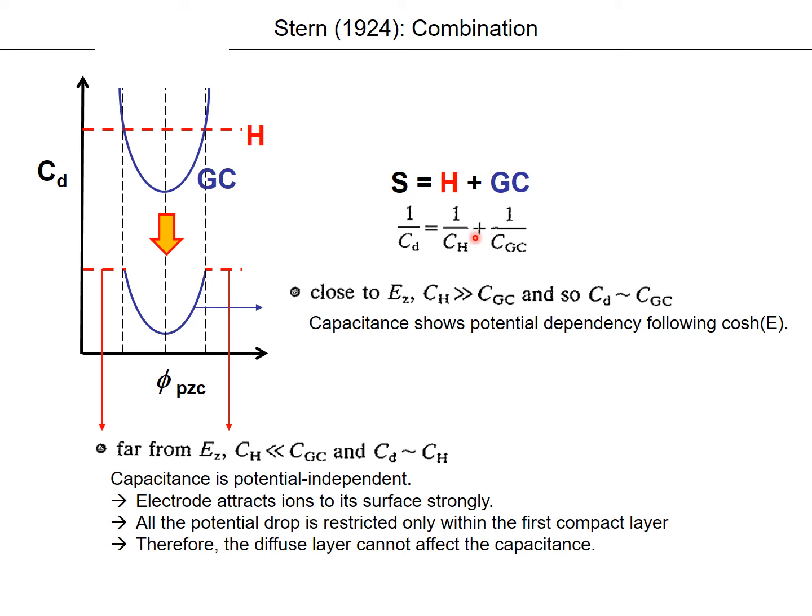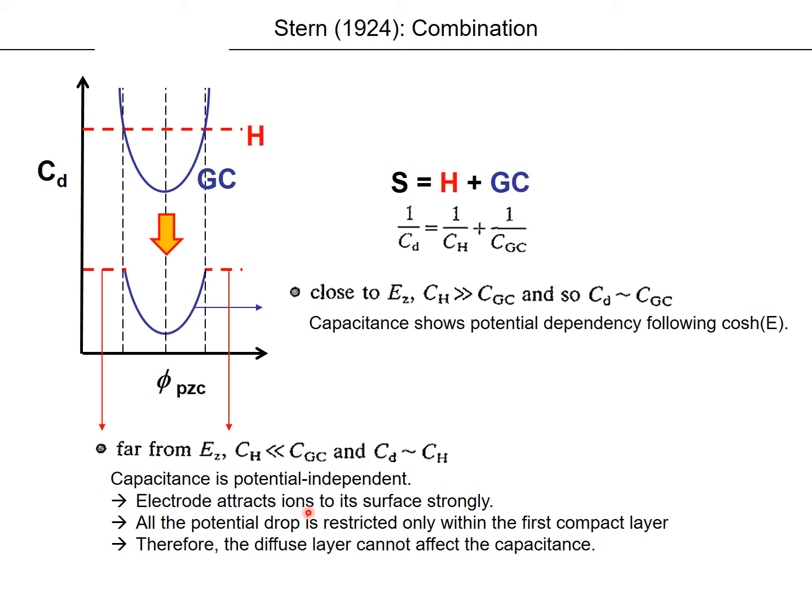So this value, 1 over Gouy-Chapman, is going to be the smaller value, and the 1 over Helmholtz is going to be the larger value. So the overall capacitance of the double layer is approximated by the Helmholtz capacitance. So let's go back to the curve, and at this region you have the Helmholtz instead of Gouy-Chapman. In this region, far from the point of zero charge, capacitance is potential independent.